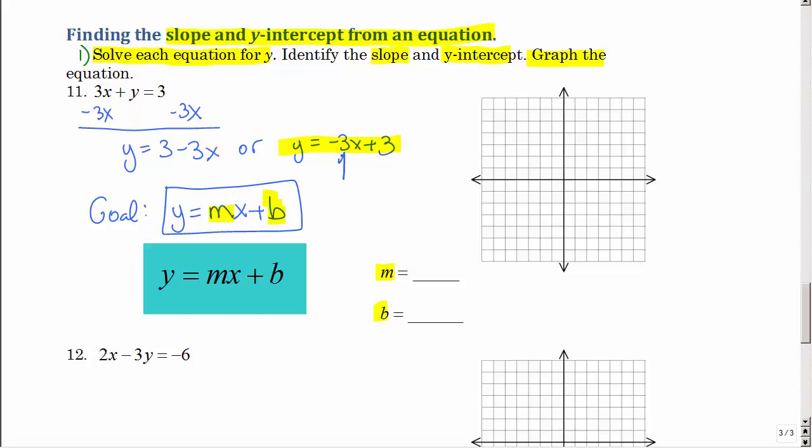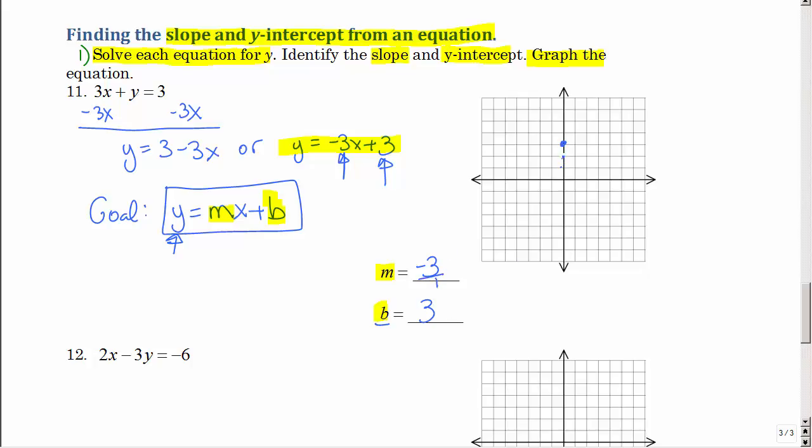So m is the coefficient of x, and b is the other number, but that only works if you've gotten y by itself. Now let's graph it. So b is 3. Remember, alphabetical first. I'm going to put the slope over 1, so I'm going to go down 3 and over 1. I'm going to do it again. Oh, and just for fun, I'm going to do it again. The more points I have, the better looking my line tends to be. Not hard.